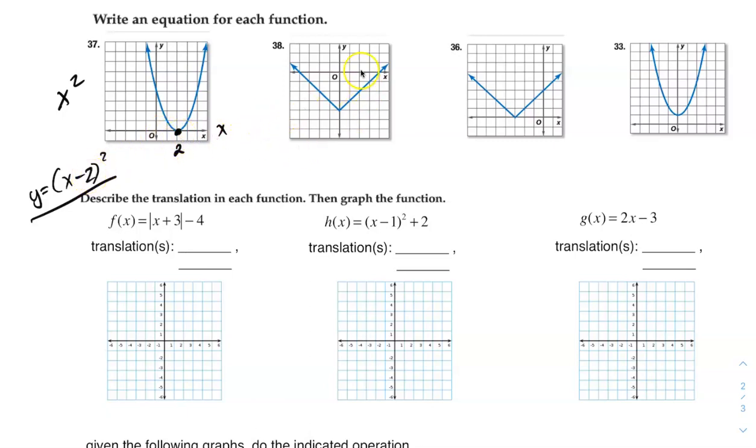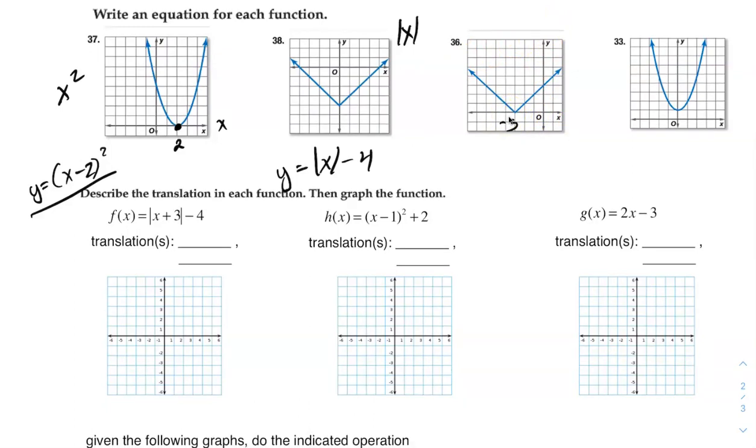Look at the next one. It's an absolute value. And what happened? It moved down 1, 2, 3, 4. So it went down 4. Remember, that's on the outside, so you can just follow it. Next one, it moved left 3. So it's absolute value, but it went to the left 3. Remember, inside opposite, so +3, like that.